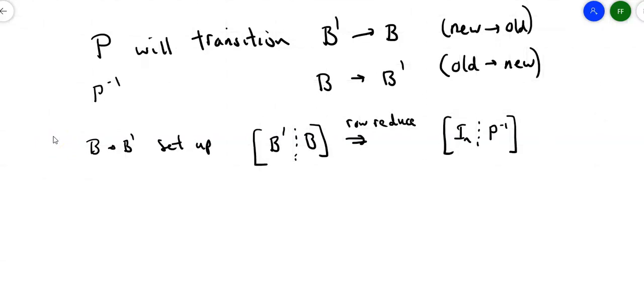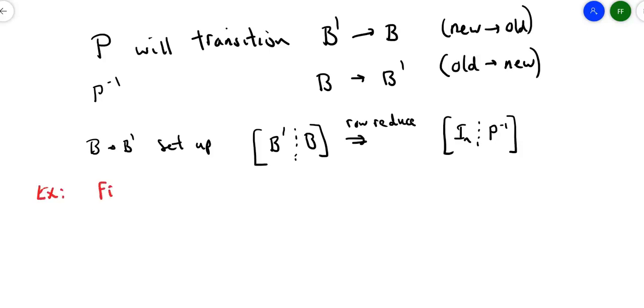All right, first thing is you want to know which direction you're going. So do you want to go from B prime to B, or do you want to go from B to B prime? That will tell you how to set up the matrix. The new basis goes first, the old basis goes second. So let's take a look at this.